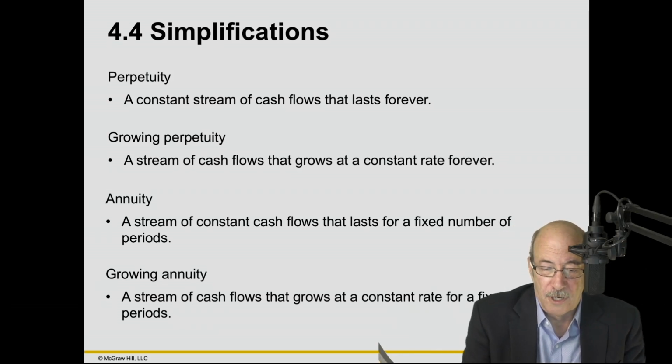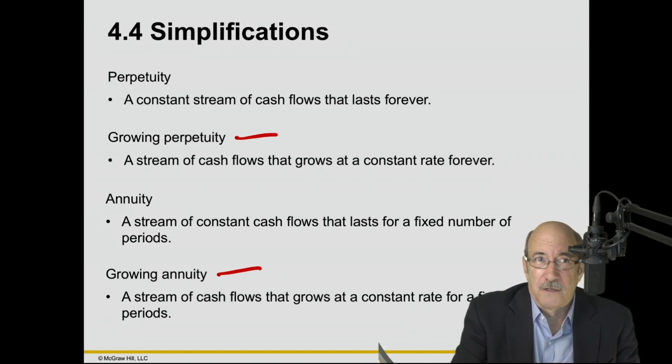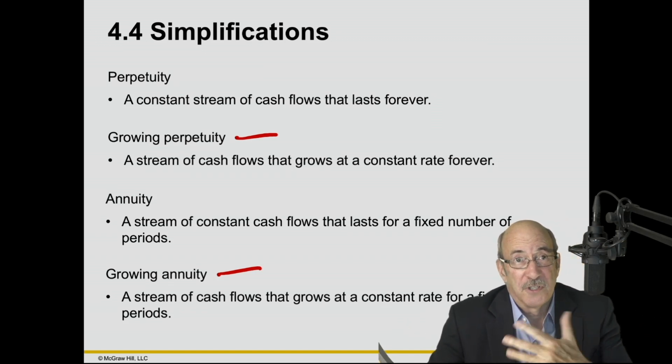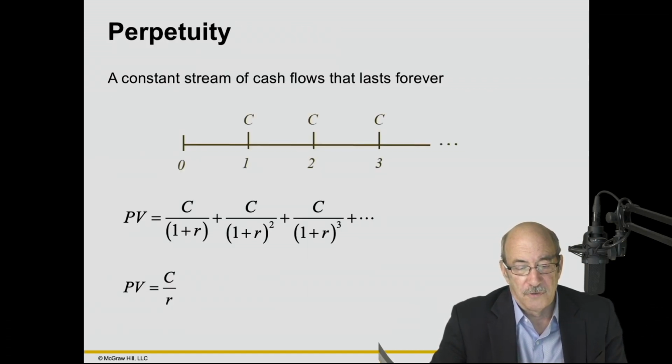Then your authors also talk about a growing perpetuity and a growing annuity. Instead of having a constant cash flow every period, a growing annuity and a growing perpetuity have the cash flow growing at a constant rate over that time span. We run into these quite frequently, so there are some simplifications about how to deal with them. We're going to look at those momentarily.